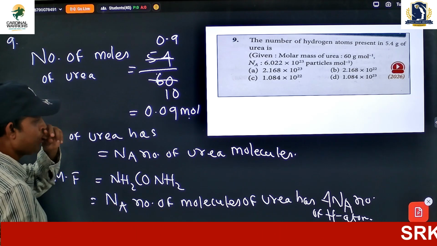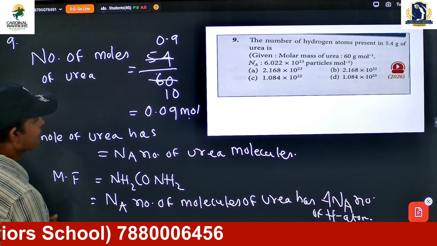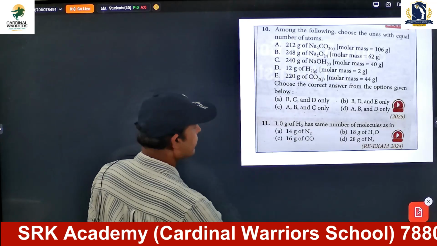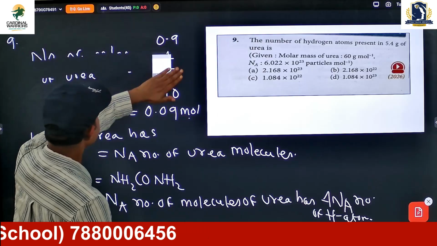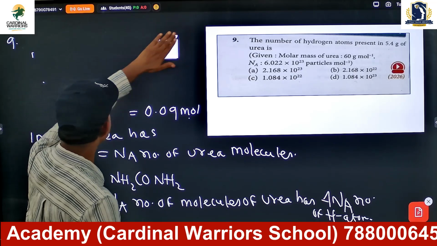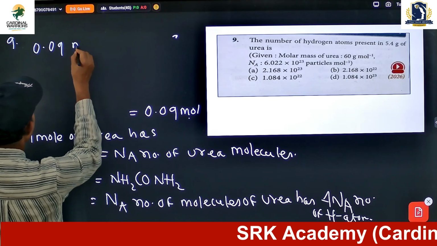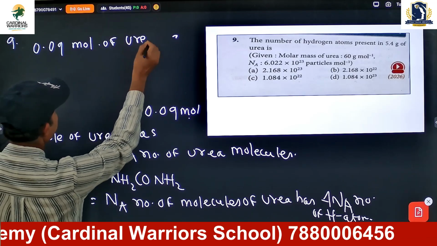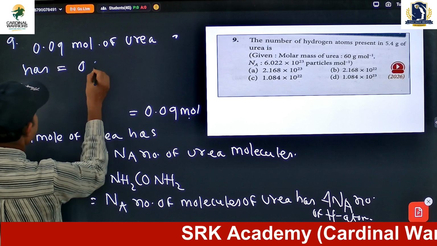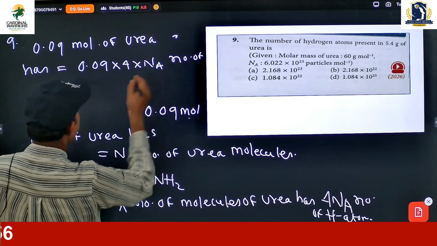So how many moles of urea we have? 0.09. So 0.09 mole of urea has 0.09 into 4 into Na number of H atoms.